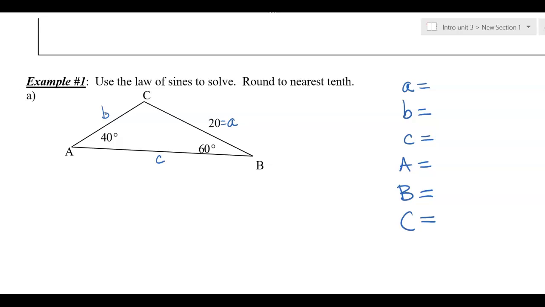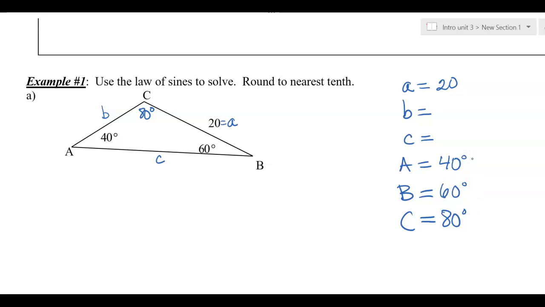Okay? So we already have that side A is 20. We have that angle A is 40 and angle B is 60. What could we quickly figure out here without knowing anything new? Yeah, angle C, right? All triangles are supposed to add up to 180 degrees. That's not a right triangle rule. That's an every triangle rule. So far, this triangle has 100 degrees, and that would leave 80 degrees for angle C. So we figured that out.